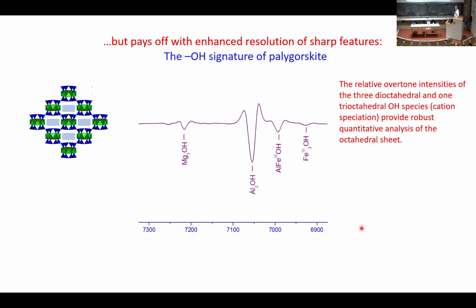Now, if you go through this hassle to get a good signal to noise spectrum without water vapor and all sorts of things, I can argue that your effort will pay off. And this is an example. Palygorskite. Does anybody work with palygorskite? No. Palygorskite has this modulated structure that you see over there.